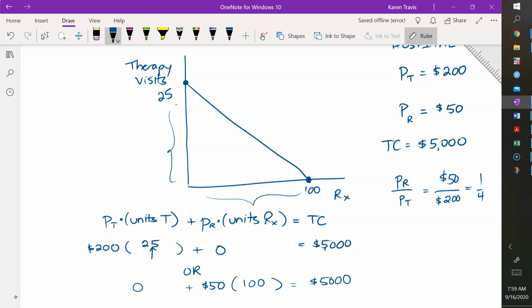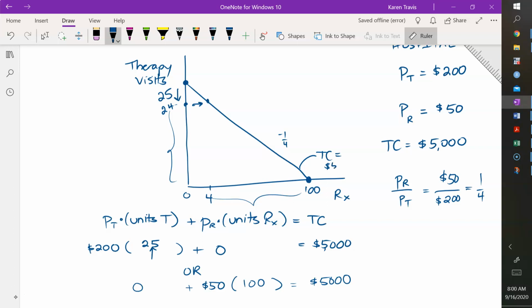But on a smaller level, if I gave up only 1 therapy visit, we know that on the ISA cost that would be able to purchase 4 more units of prescriptions. So the entire slope is constant. It's a negative 1/4 slope, and it's representing the trade-off between those two inputs, and that is all determined by their price ratio.